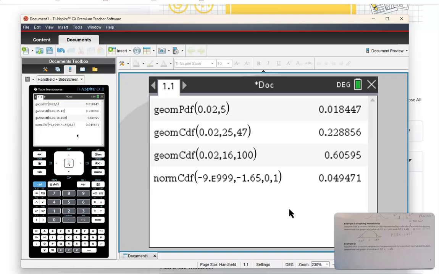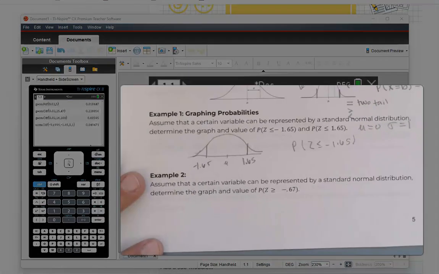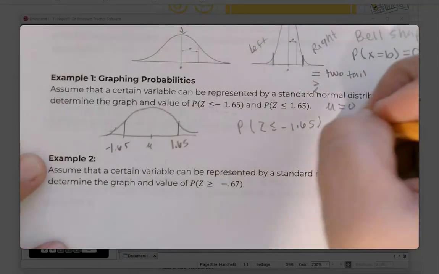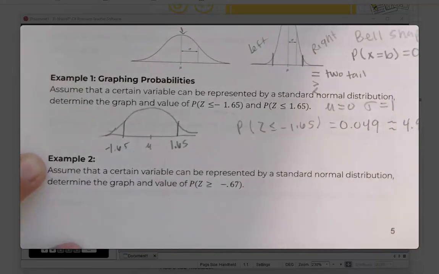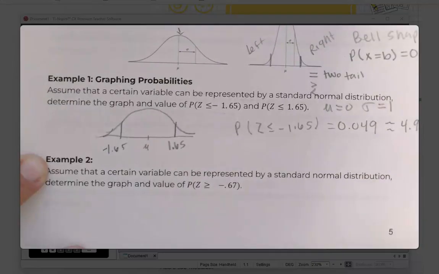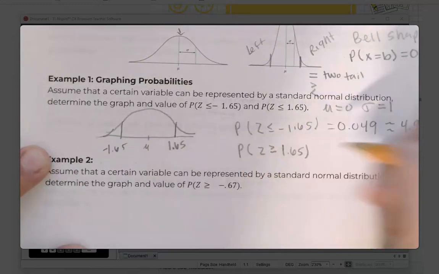Okay, so the normal CDF of this situation is 0.0494, which makes it approximately 4.9%. Okay, interesting. What about the probability that z is greater than or equal to 1.65?